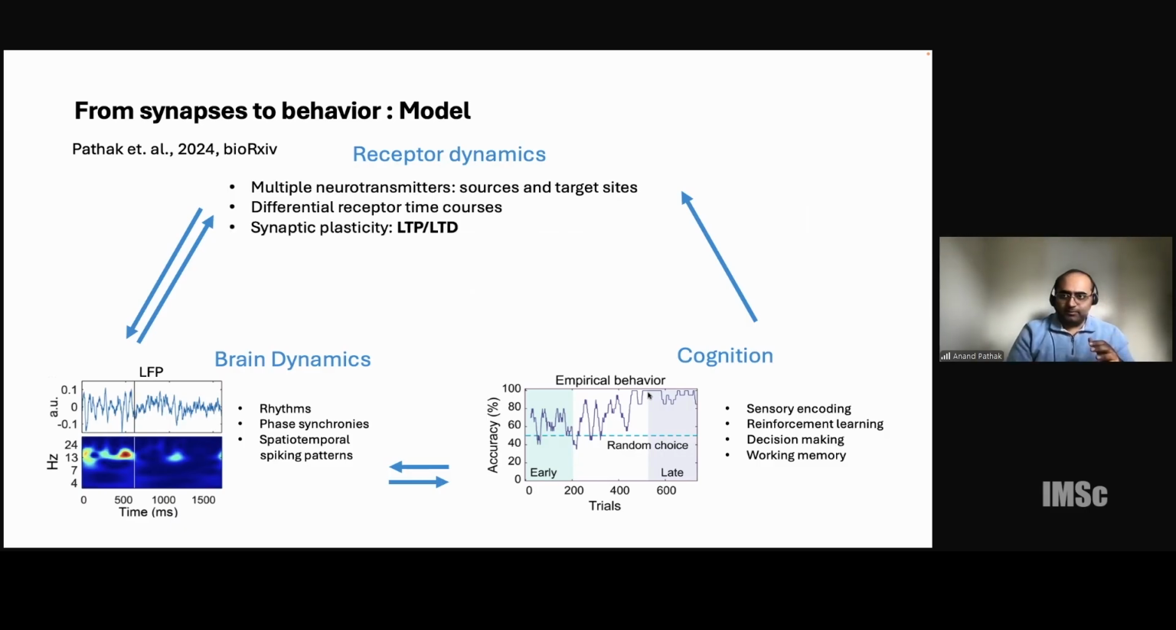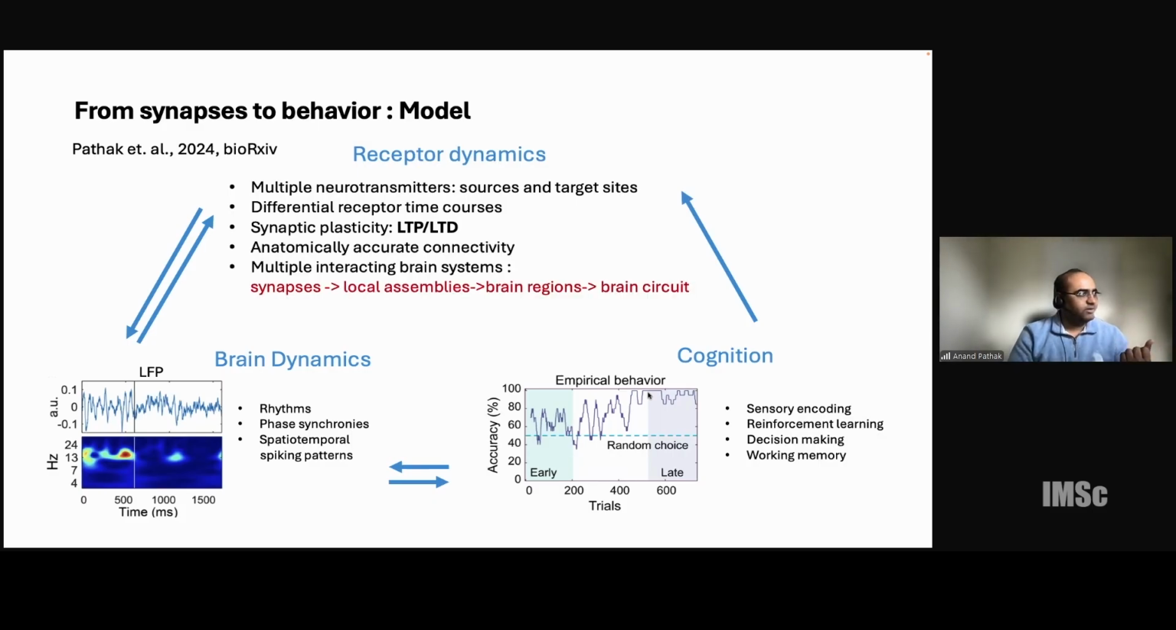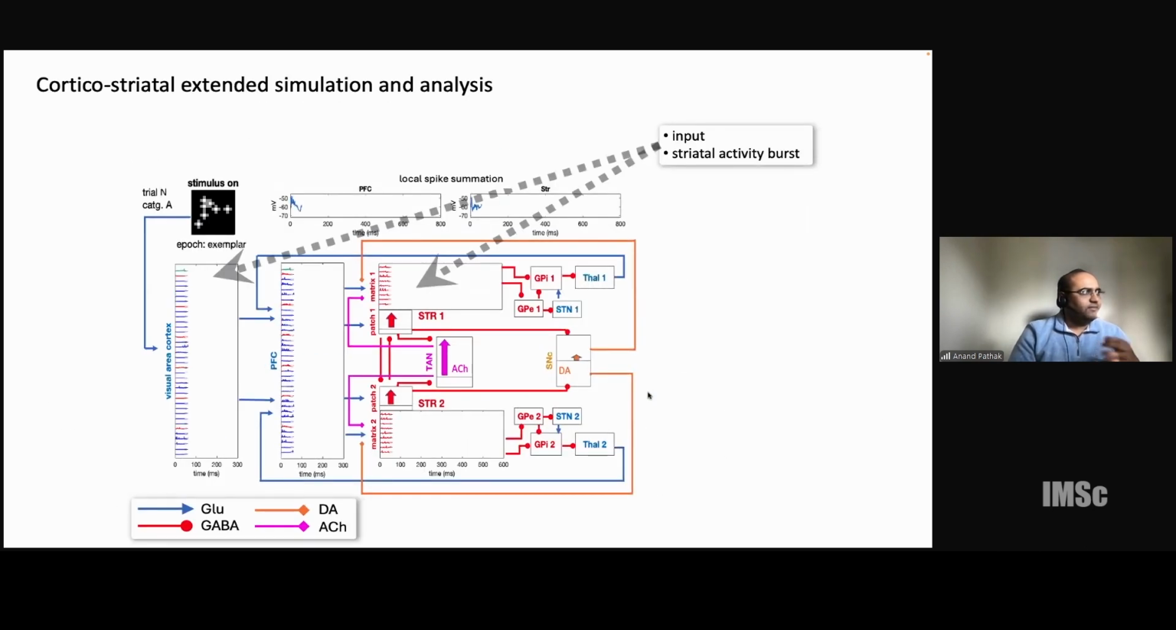Then there's plasticity going on. There's learning. So the learning is happening at the level of synapses. And then the connectivity is accurate, as I said before. And then there's interaction between the neurons, assemblies, and brain regions. And a quick schematic look at what's exactly happening in a given trial. So in a given trial, there is a visual stimulus. It goes to the visual cortex, it goes to the PFC, and there's an initial firing, and then the activity goes downstream to the striatum.